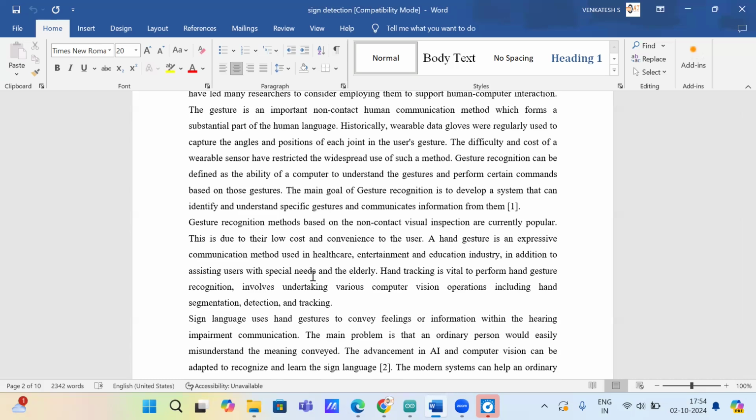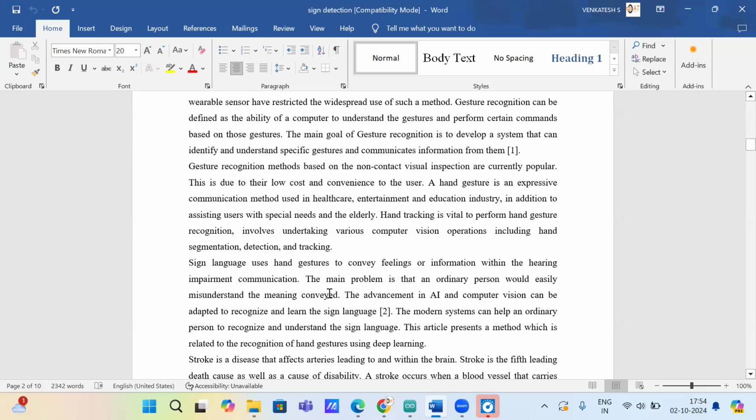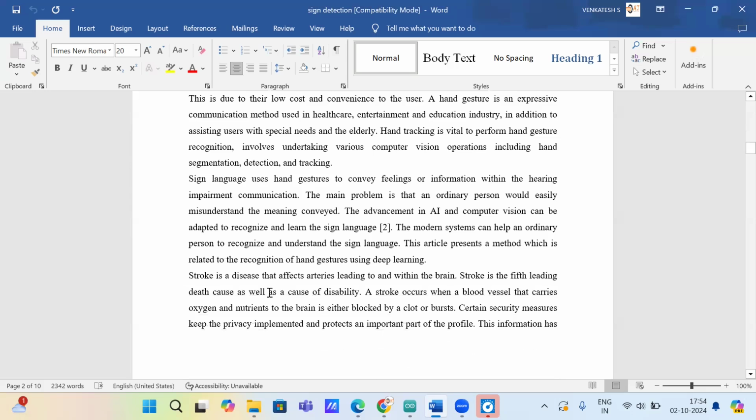Gesture recognition methods based on non-contact visual inspection are currently popular due to their low cost and convenience to users. Hand gesture is an expressive communication method used in healthcare, entertainment, and the experiential industry, in addition to assisting users with special needs. Sign language uses hand gestures to convey feelings or information within the hearing impaired community. The main problem is that an ordinary person can easily misunderstand the meaning conveyed.